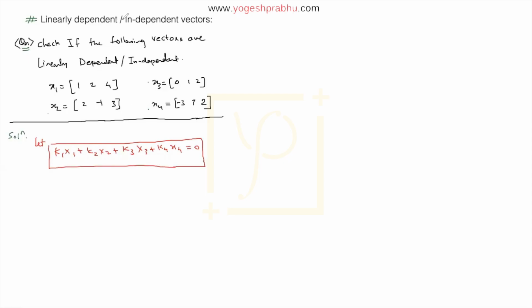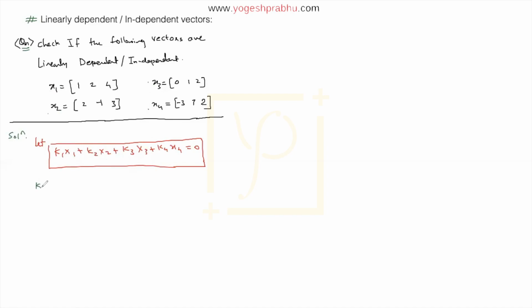Now if you observe carefully, we already know the values of x1, x2, x3 and x4. That is given to us, right? The only thing we don't know is k1, k2, k3, k4. And in this problem, we will basically find out these values of k1, k2, k3, k4. I'll show you how that works. Now, let us first substitute the values of x1, x2, x3, x4 here.